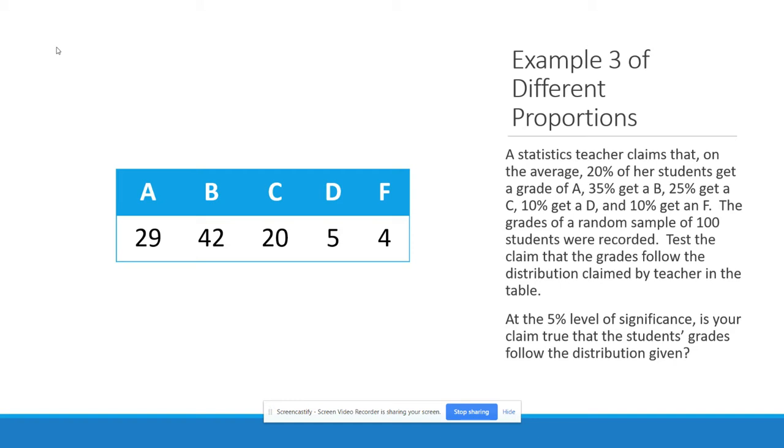A statistics teacher claims that on the average, 20% of her students get an A, 35% get a B, 25% get a C, 10% get a D, and 10% get an F. The grades of the random samples of the 100 students were recorded. Test the claim that the grades follow the distribution claimed by the teacher. At the 5% level of significance, is your claim true that the students' grades followed the distribution given?